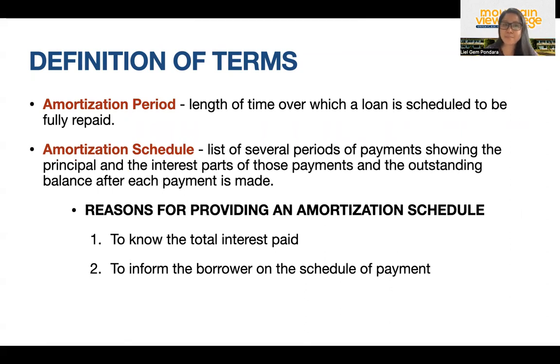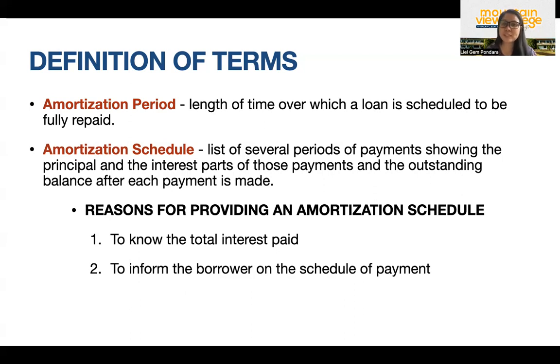Now, the amortization period is the length of time over which you will pay the loan. For example, how long will you pay before you can pay off the loan? Home Credit is very well known nowadays. Usually for cell phones, we have 9 months to 12 months. For laptops and other appliances, we go for 1 year to 2 years. That is the amortization period.